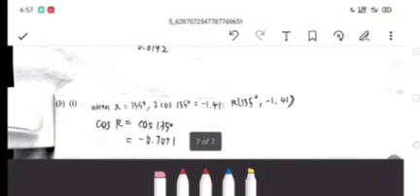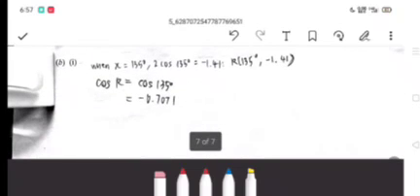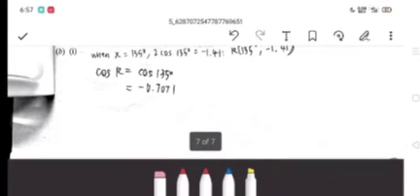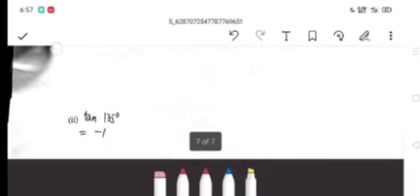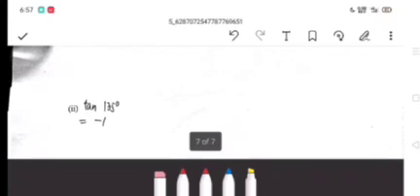And it wants us to find the cosine R. We know R is 135 degrees, so we just substitute it into the formula and we get negative 0.7071. And next is tangent R. Tangent 135, we get negative 1.